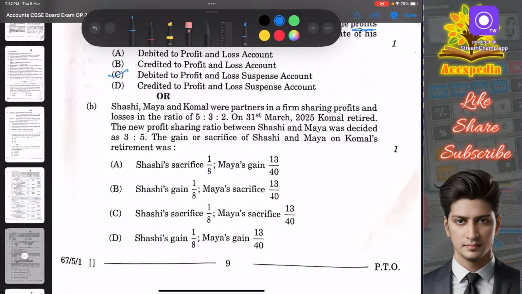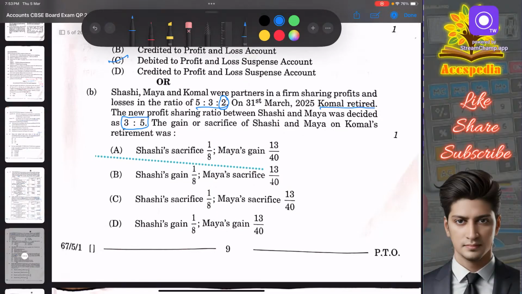Shashi, Maya, Komal, 3 partners, profit sharing ratio 5:3:2. On 31st March 2025, Komal retired. So Komal is the 3rd partner. She goes out. The new profit sharing ratio between Sasi and Maya was decided. Okay, new ratio is given between the continuing partners. Yes, the gain or sacrifice of Sasi and Maya. Okay, you just have to calculate.